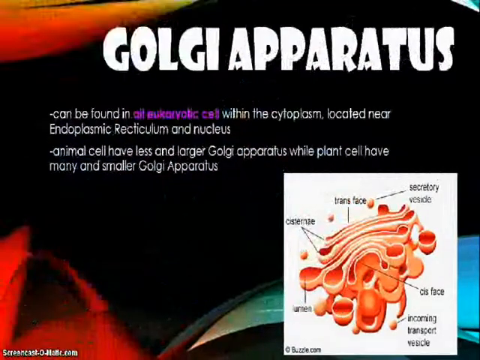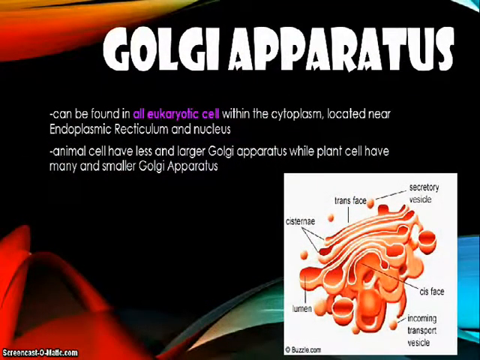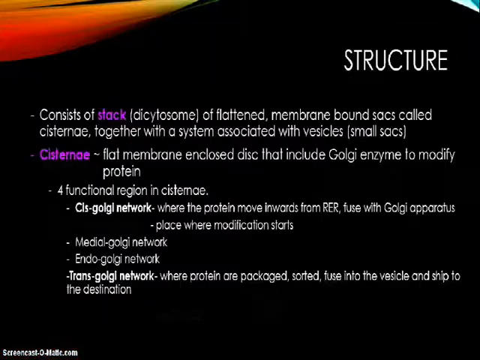This is a Golgi apparatus. The Golgi apparatus is located within the cytoplasm near the endoplasmic reticulum and nucleus. Golgi apparatus can be found in all eukaryotic cells. Animal cells have fewer and larger Golgi apparatus, while plant cells have more and smaller Golgi apparatus. The Golgi apparatus consists of stacks of flattened membrane-bound sacs called cisternae, together with a system of associated vesicles.